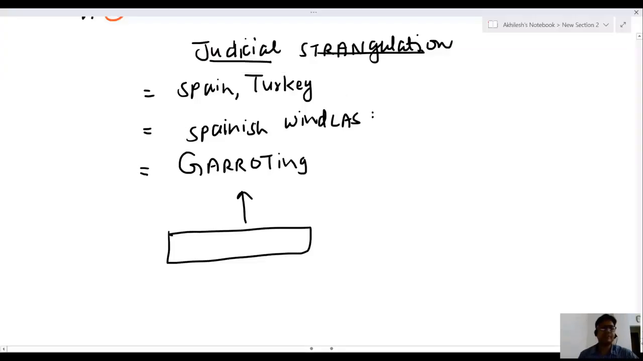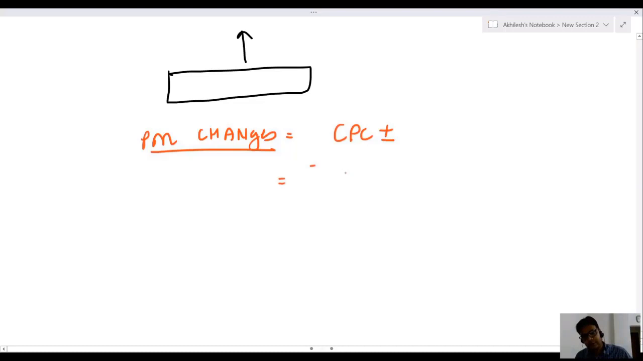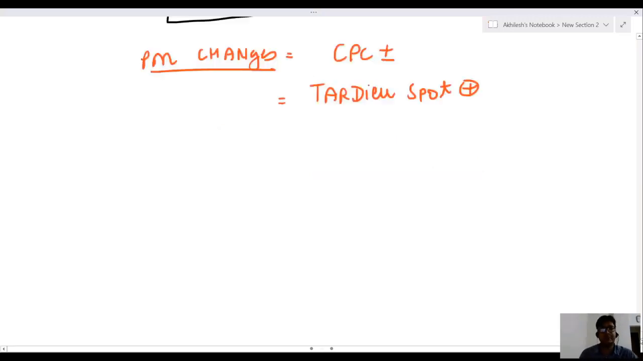Now, sir, we have discussed homicidal, suicidal, all methods. Now come to the postmortem changes. Same thing. CPC may be present, may be absent. If the person died due to asphyxia, there is CPC. If there is no asphyxial sign, CPC may be absent. Tardieu spots are generally present, because if neck compression is there, Tardieu spots are generally present.